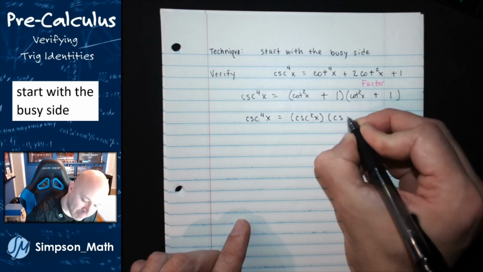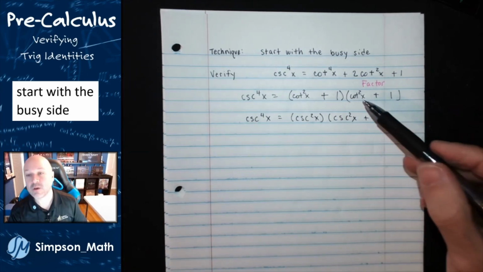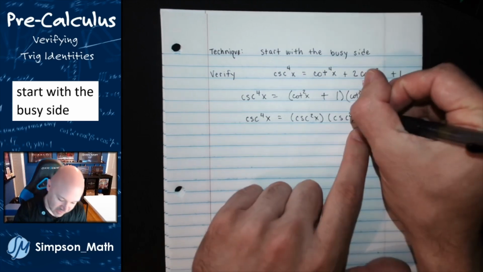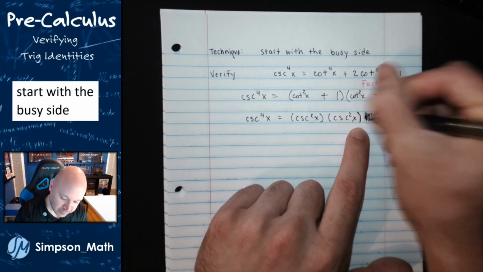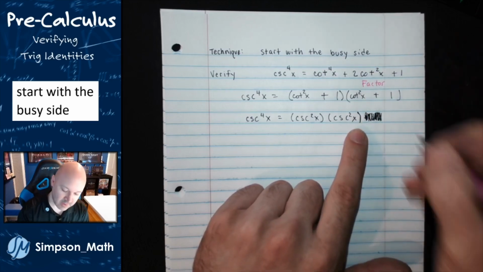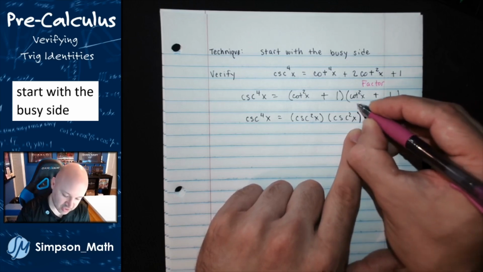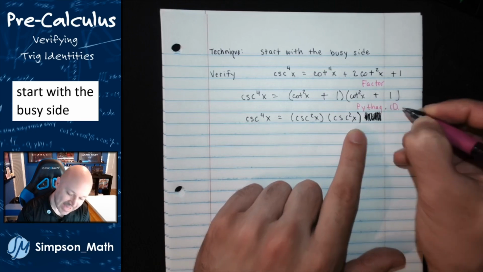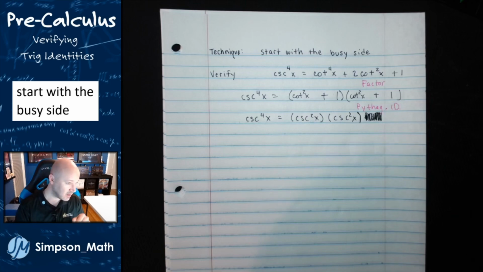I'm applying the Pythagorean identity that says cotangent squared plus 1, oops, I can't talk and write at the same time, is cosecant squared. So I need to say here a justification, which is a Pythagorean identity, just straight up Pythag. I didn't have to make any sort of variation to it. I just said that is a Pythagorean identity.